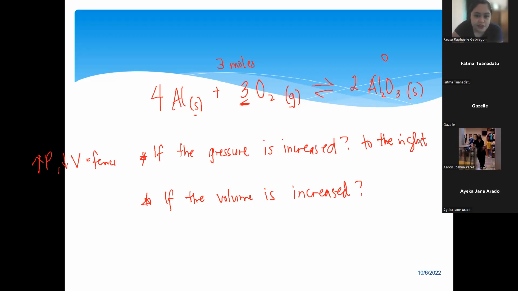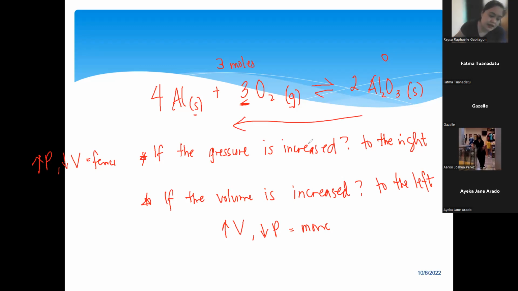Okay? So, how about if the volume is increased? Baliktad ito. Pag mag-increase ang volume, bababa si pressure, the shift will be on the side with more moles of gas. So, baliktad. Going to the left. So, the reaction will be shifting backwards. Okay? It's favoring the backward reaction. Okay. So, that's for the pressure.